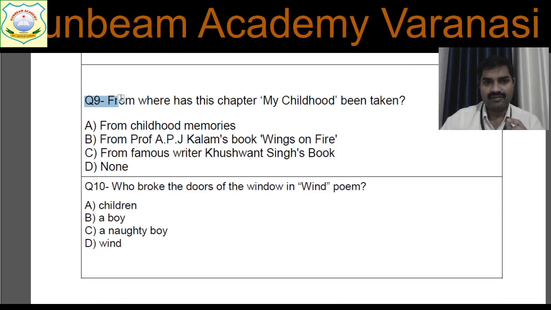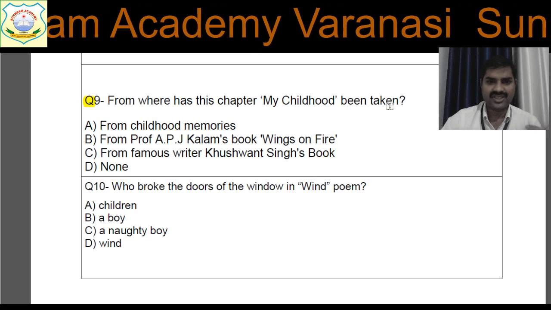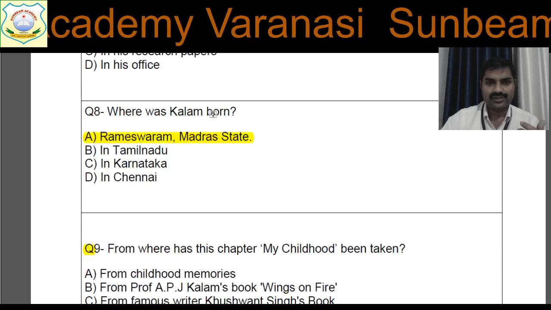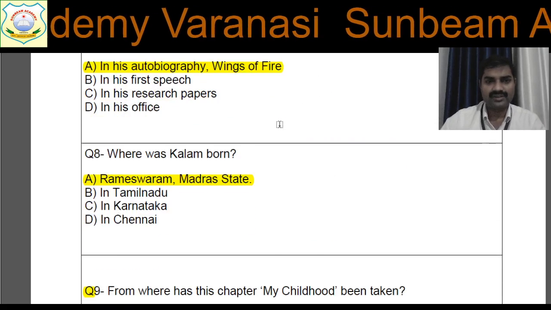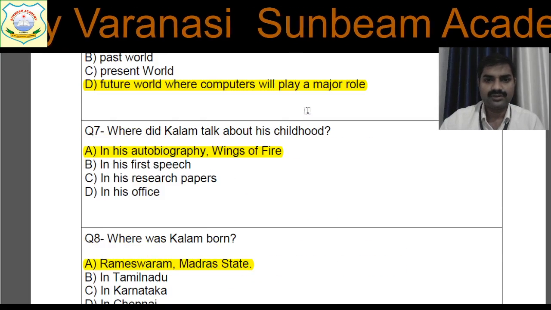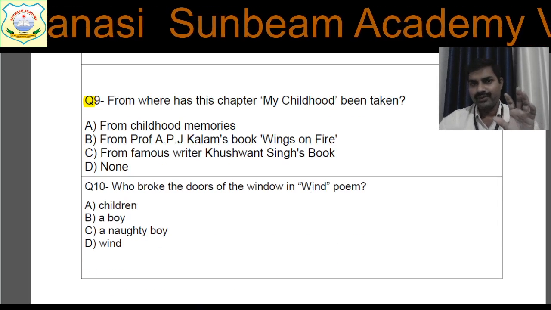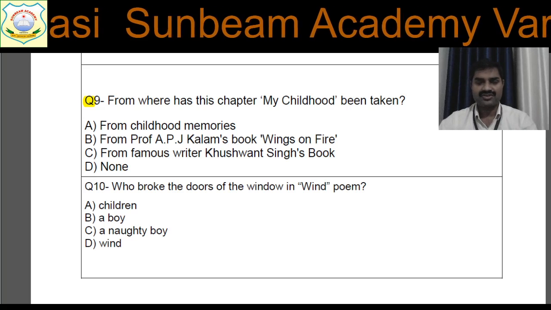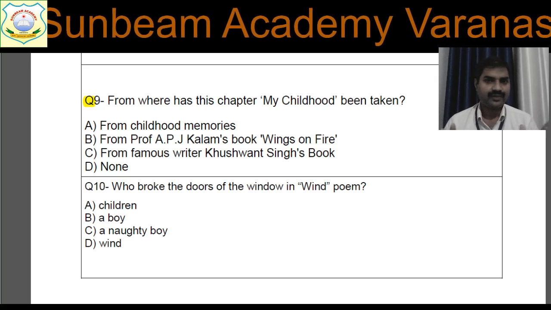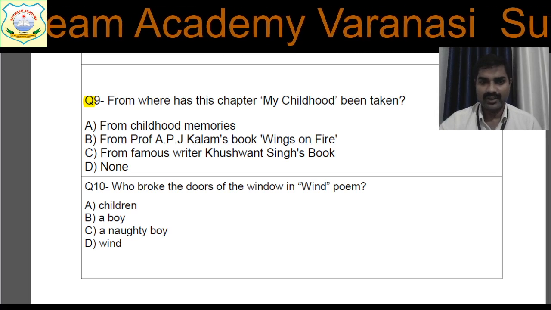Next is, from where has this chapter My Childhood been taken? So it is the same question as you have read in question number 7. There it was about his childhood, and here it is about the chapter My Childhood. So the same question is asked in different ways. It happens in examinations, you will see the questions repeatedly but in a different way. This is just to confuse and check your attention, and you would be able to answer the correct one easily.